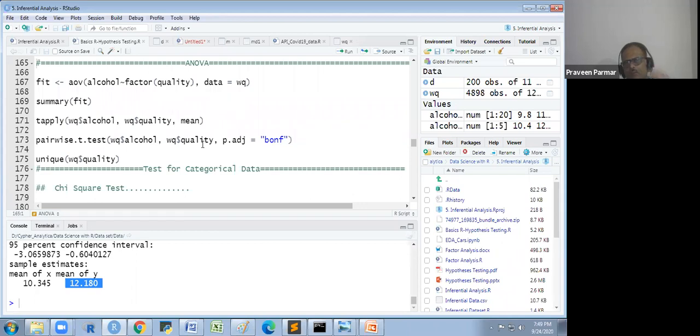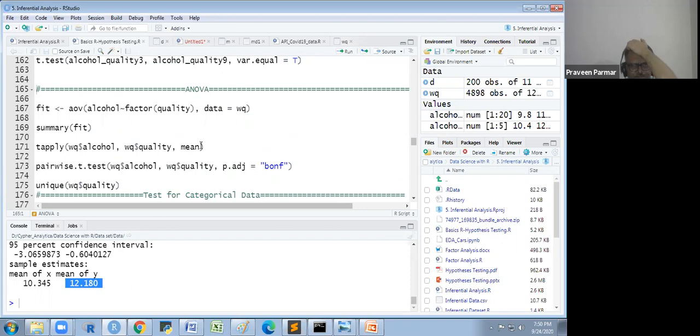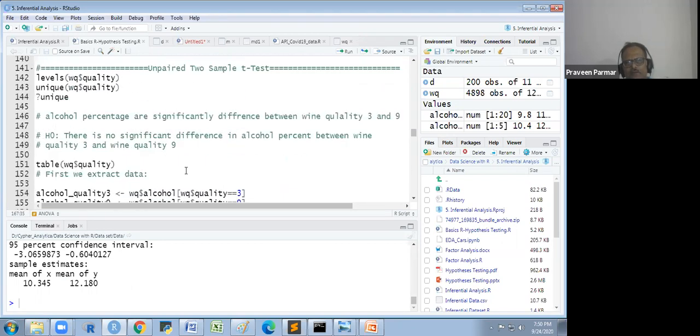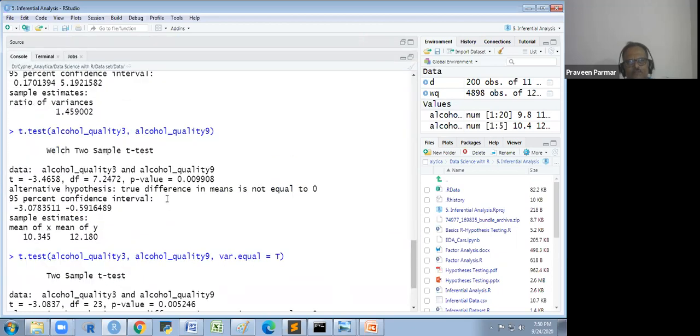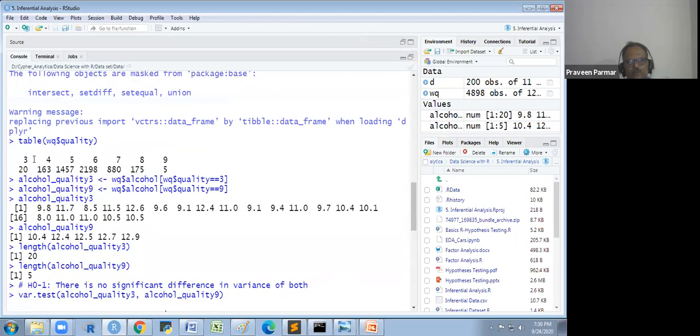Now we see about ANOVA. I am just taking the one-way ANOVA. We have alcohol, which is numeric, and the factor of quality. I am taking all the qualities. How many qualities I have explained here? So we have these qualities. How many? 1, 2, 3, 4, 5, 6, 7 qualities we have. Out of 7, we want to know whether there is a significant difference in the percentage of alcohol or not.